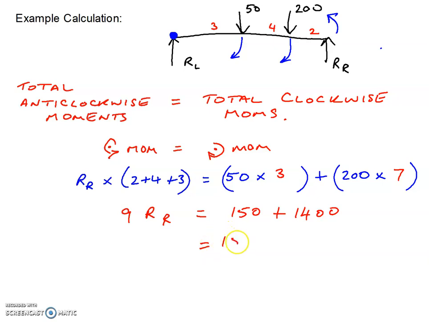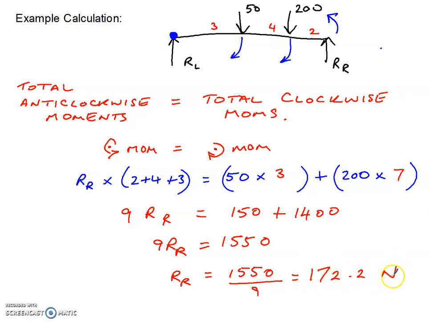So 1,550 equals 9 RR. So RR equals 1550 over 9. So RR equals 172.2 newtons. Okay, so I just need to continue this on in video 2. I'm running out of time for the maximum recording size.